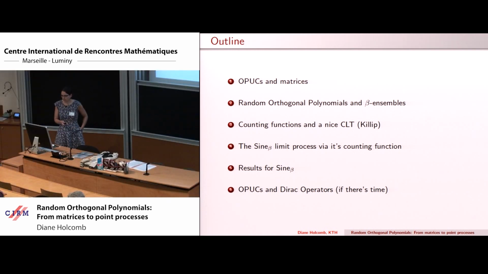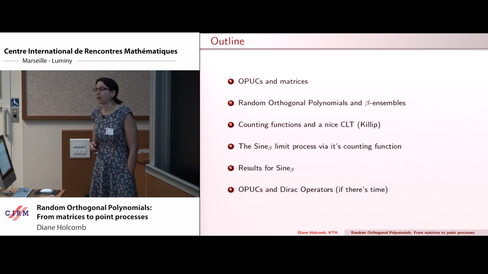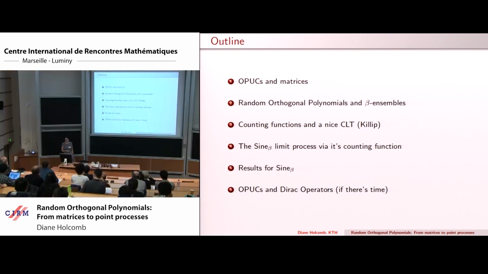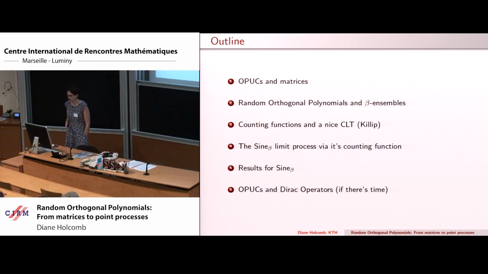And then we're going to talk a little bit about how we can talk about counting functions in terms of random orthogonal polynomials. There's a very nice result from Killip that illustrates how they can be used very nicely. Then I'll tell you about sine beta, which is the beast that I usually work with, and a little bit about some results. And then if I have time, no promises, I'll tell you about some recent developments of using orthogonal polynomial recurrences and doing a direct relationship with Dirac operators that's been done recently by Valko and Virag.